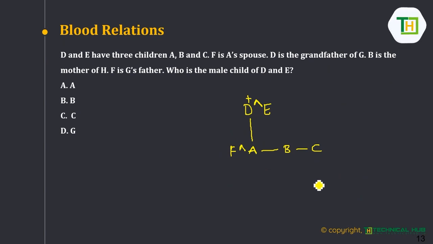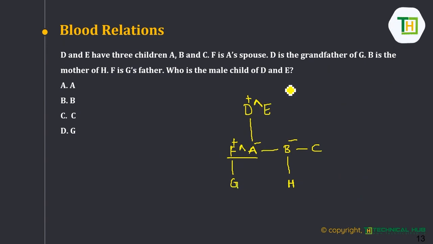B is the mother of H. So they said B is a female person and B is the mother of H. H is the child of B, and F is G's father. They mentioned that F is the father of G. So if F is the father of G, what will A be? A will be the mother of G. Since they are husband and wife, if F is a male person, obviously A will be the female person. Now A will be the mother of G.